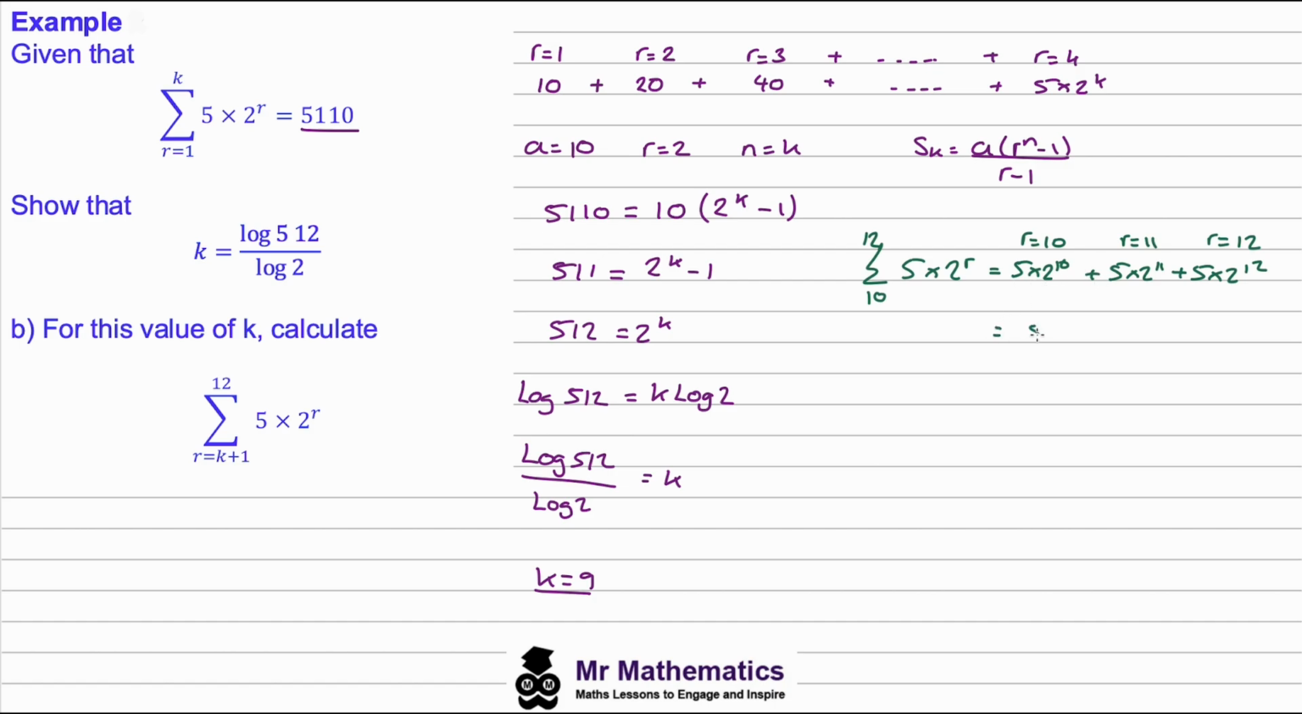We've got 5,120 plus 10,240 plus 20,480. Then we can add up each of these and we get 35,840. Okay?